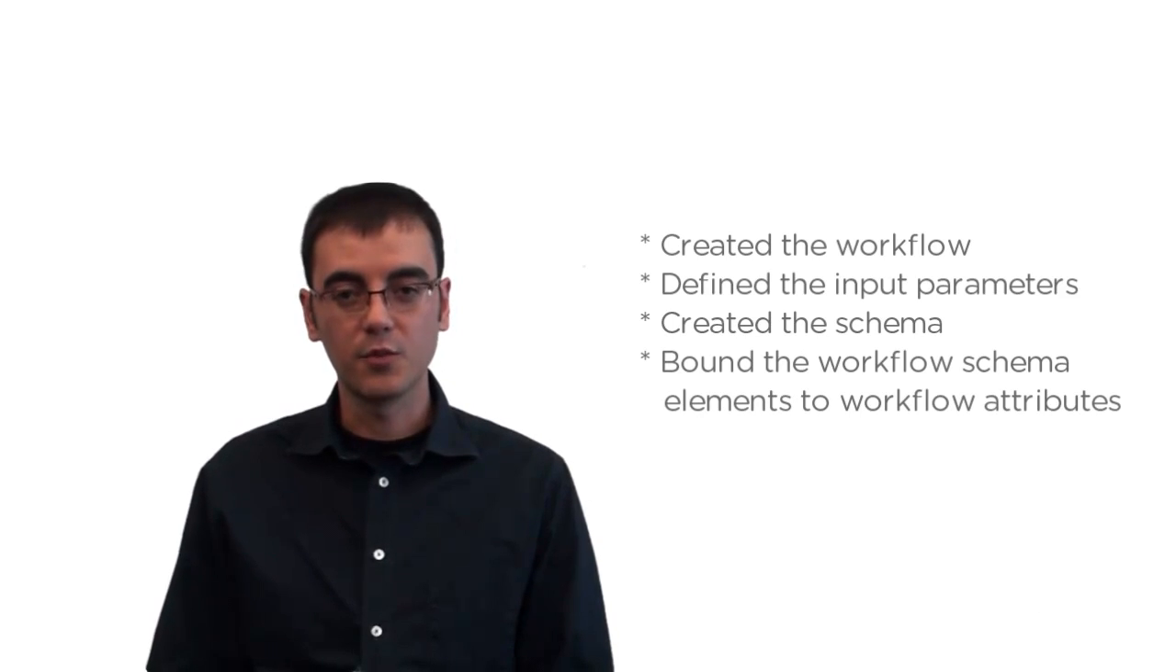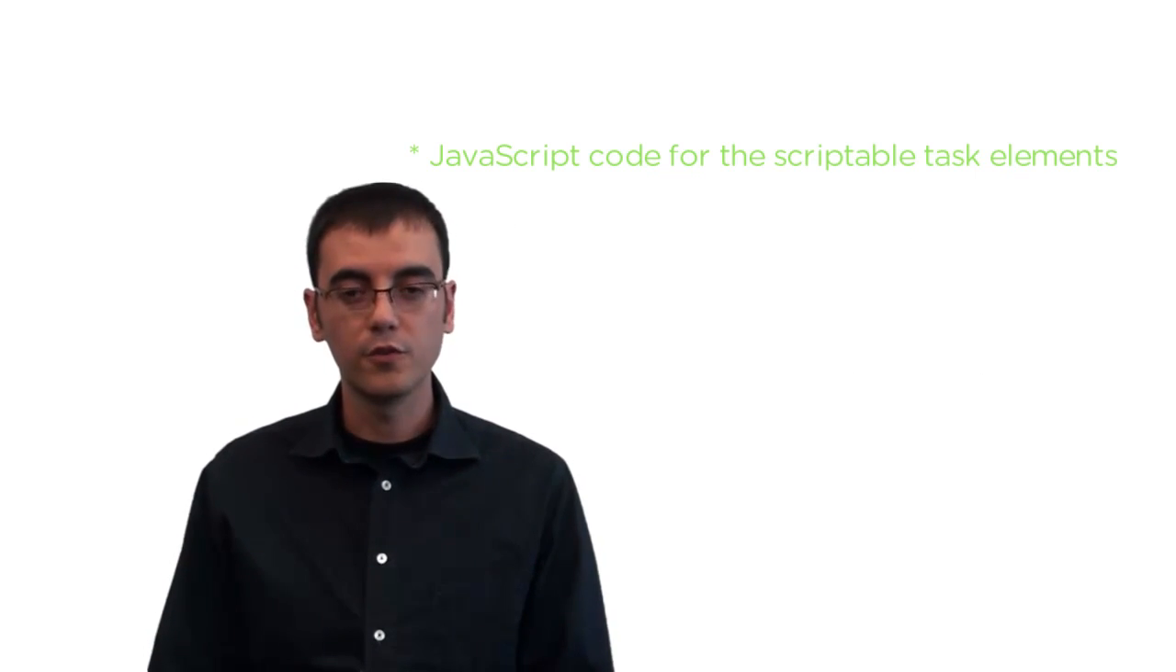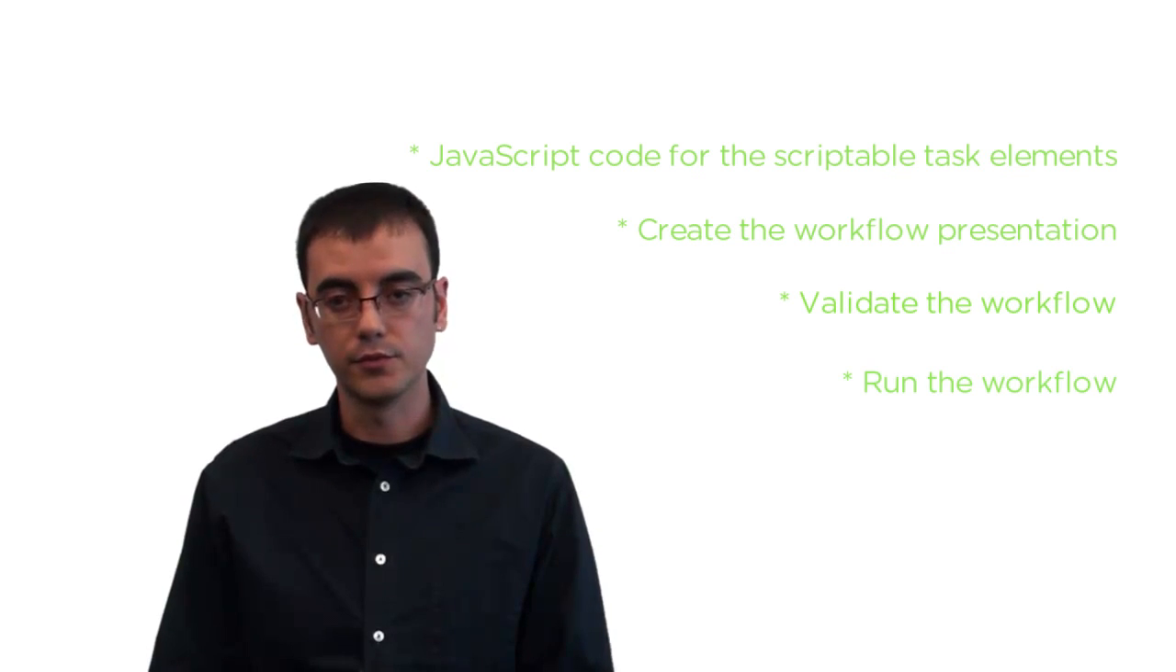This is the third episode from the Developing Your First vCenter Orchestrator Workflow series. In previous episodes, we created a workflow, defined the workflow input parameters, created the workflow schema, and bound all the workflow elements with the workflow inputs and attributes. In this episode, we'll see how to write JavaScript code for scriptable task elements, create the workflow presentation, validate the workflow, and run the workflow.